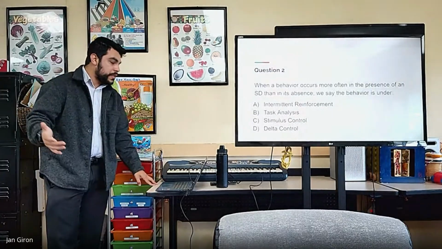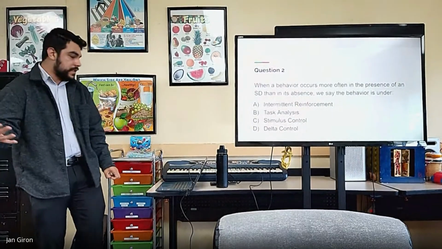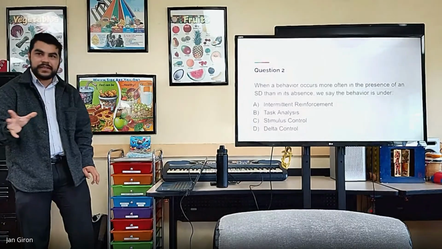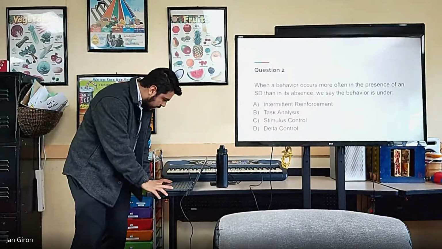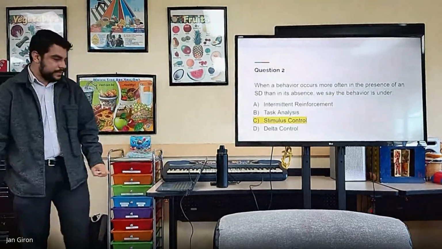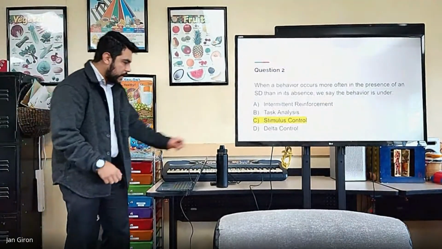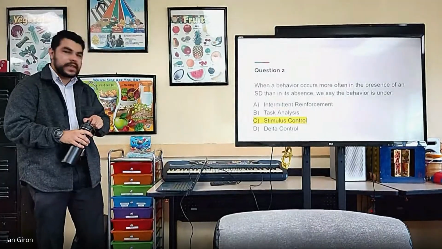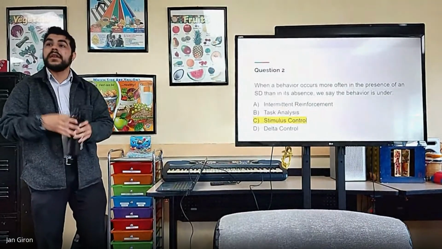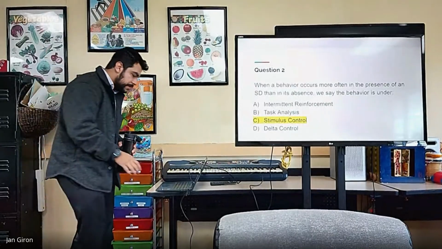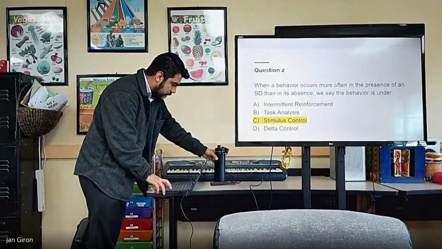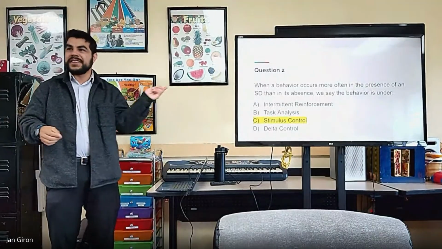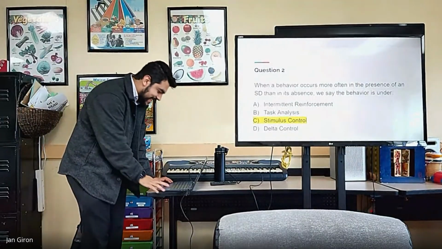When a behavior occurs more often in the presence of an SD than its absence, we would say the behavior is under stimulus control. And of course, stimulus control can happen in degrees, but typically when an SD is strong enough, then behavior reliably occurs in its presence. You can think of examples where as soon as the van pulls up, clients know exactly what time it is and what they have to do to get to their outing.